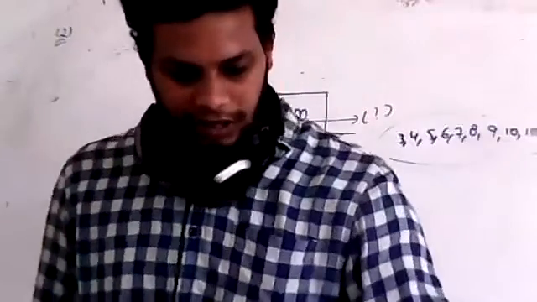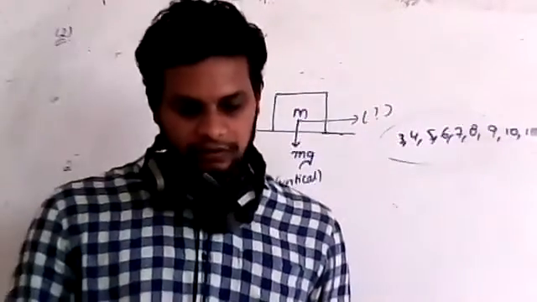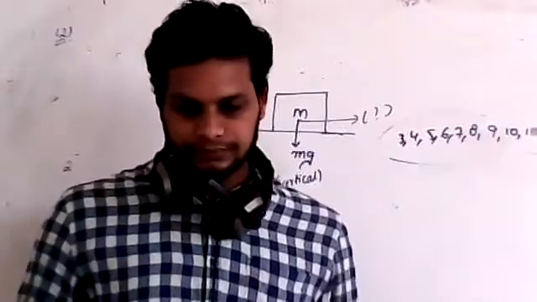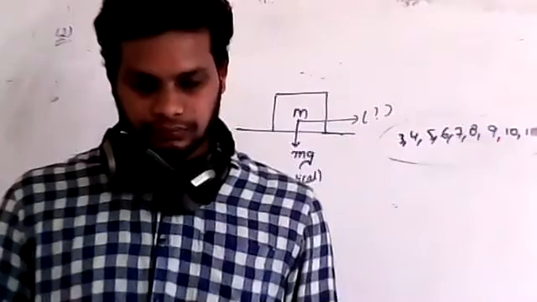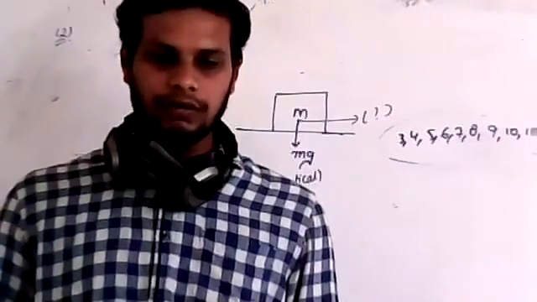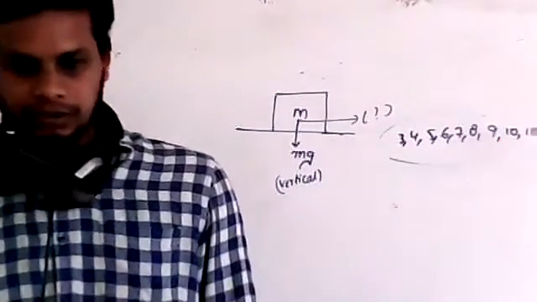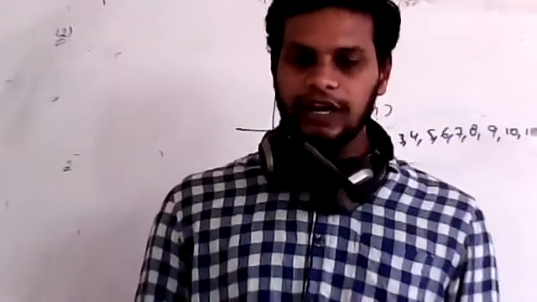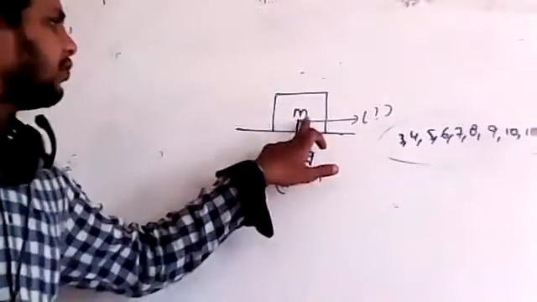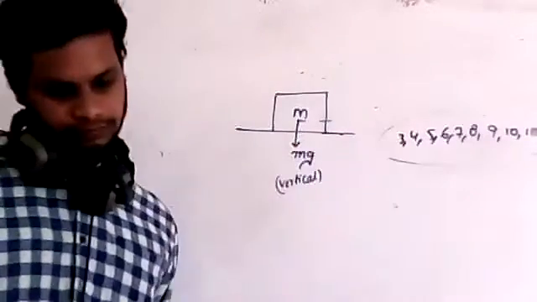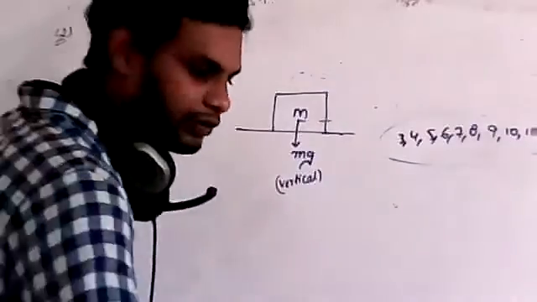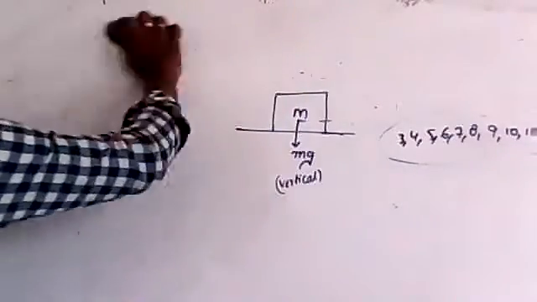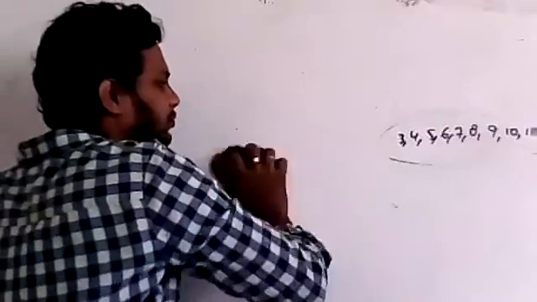Weight is always in downward direction. Therefore, what is the horizontal component of weight? You can draw like this. Then, if it is done, I'll go for the next point. Those are theory based questions only. So horizontal component of weight is equal to 0.